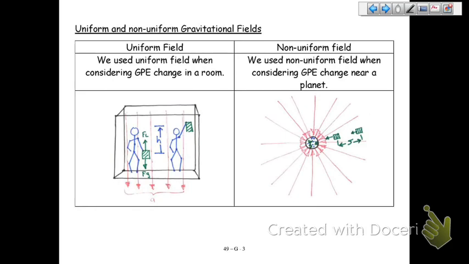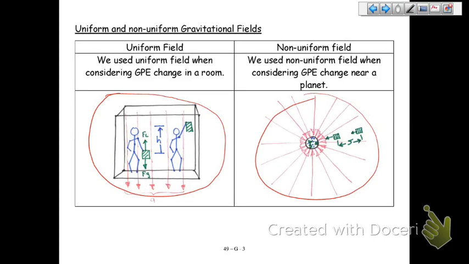So we didn't do much about moving significantly far away from Earth. But if I did, I would find that the electric field lines get further and further apart the further away I go. So the electric field strength gets less and less. So in this case, I have a uniform g, and in this case, I have a variable g. And we didn't do much of that in Physics 1.